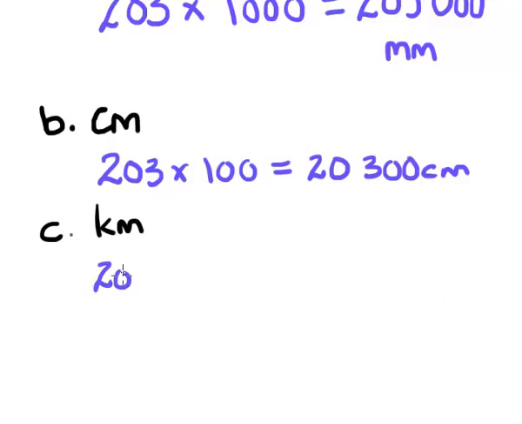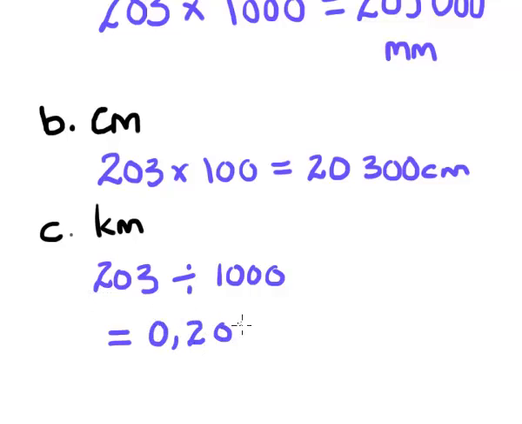So 203 divided by 1,000. Remember, you can do it on your calculator. However, if you divide by 1,000, you've got to move your decimal places 3. So it's going to go 1, 2, 3. So it's got to be in front of this 2. So it's going to be 0,203 kilometers.